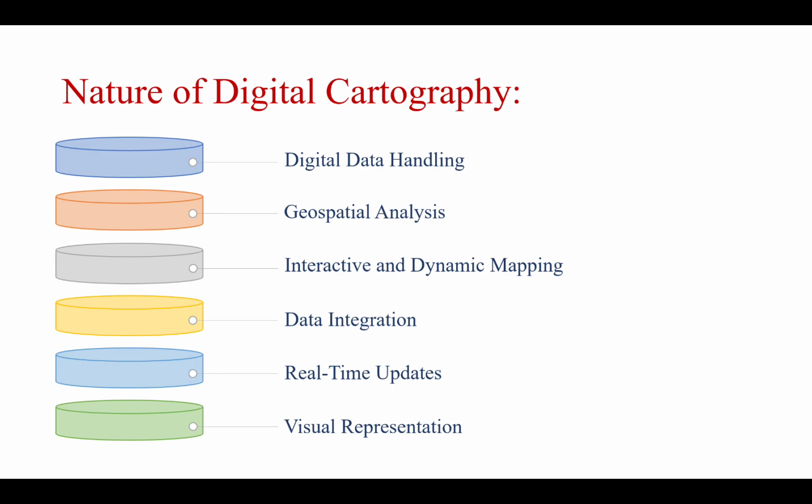This data includes spatial information such as coordinates, shapes, and attributes associated with various geographic features like points and lines and polygons. So if this is getting a bit too much, we'll just take a step back. Simply, the first nature of digital cartography is that there is digital data handling, as the word here says, digital cartography, digital data handling.